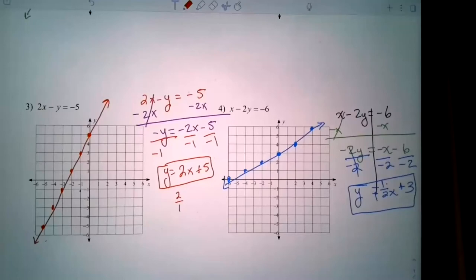Those are some particular things I'm looking to see, but the line has to go through the correct y-intercept, or it's automatically incorrect. And understand, when you divide by a negative, it's going to change your sign, okay? So if what you're dividing is positive, it's going to change to a negative. If what you're dividing is negative, it's going to change to a positive.